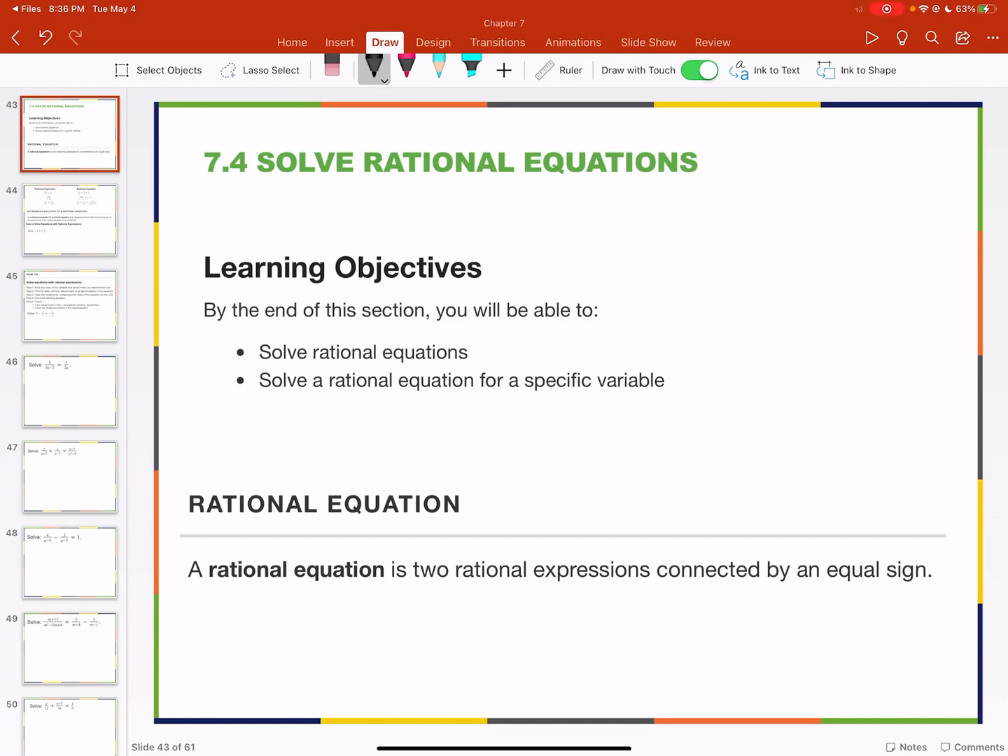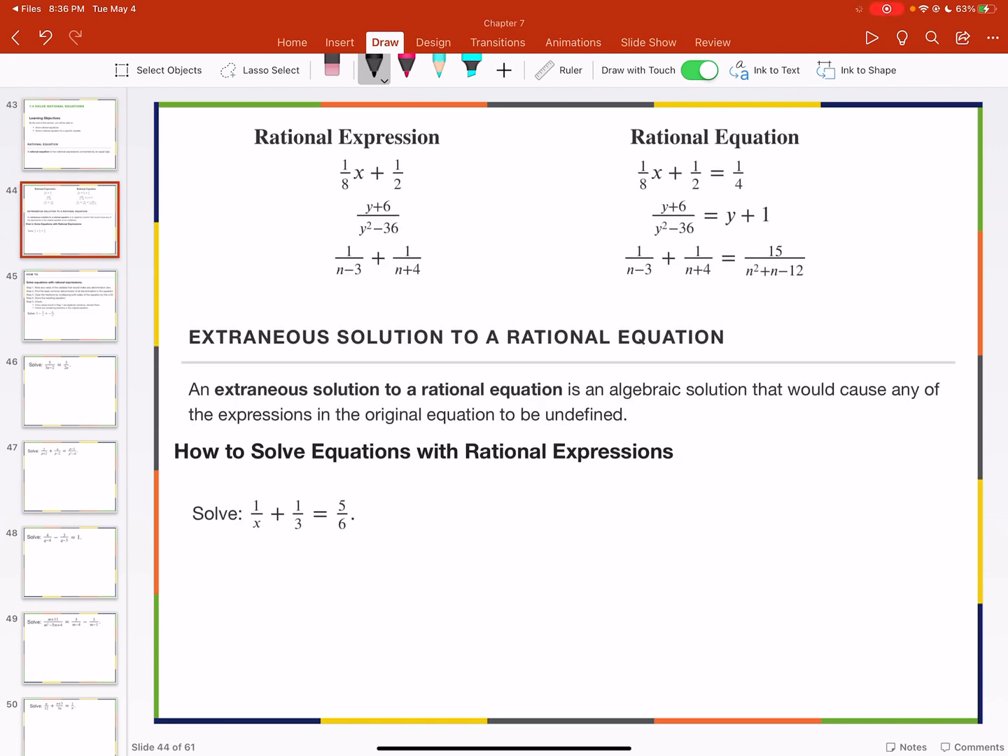Hello, welcome to section 7.4, where we're solving rational equations. This will be the last section of this chapter. Basically, a rational equation is two rational expressions that are separated by an equal sign. Get it? Equals, equal sign, equation. So that's the similarity here. And then rational expressions have no equal sign. See, notice there's nothing.